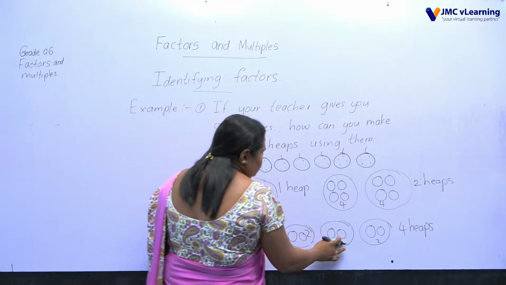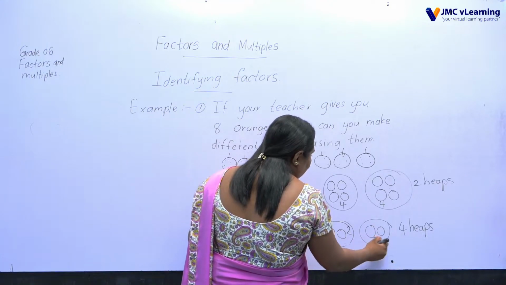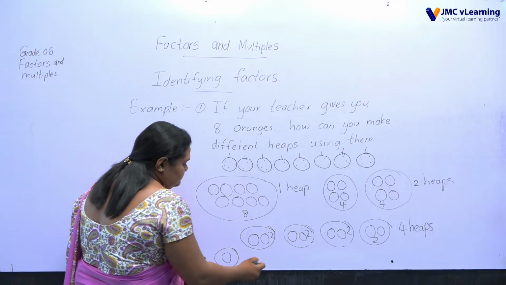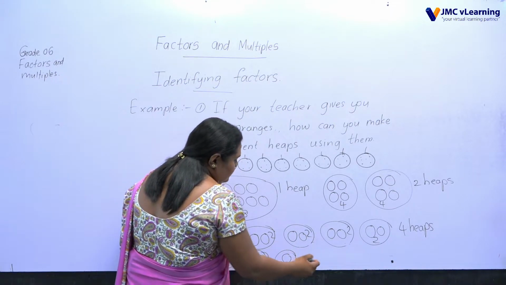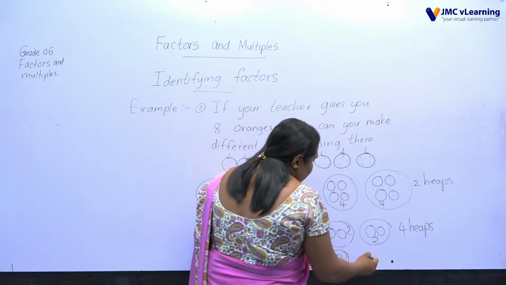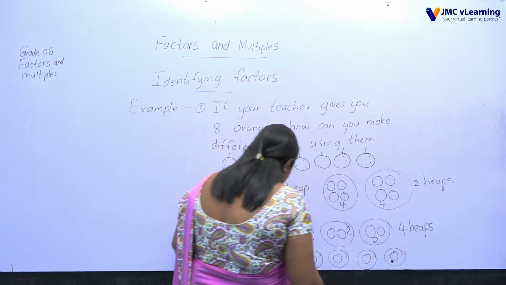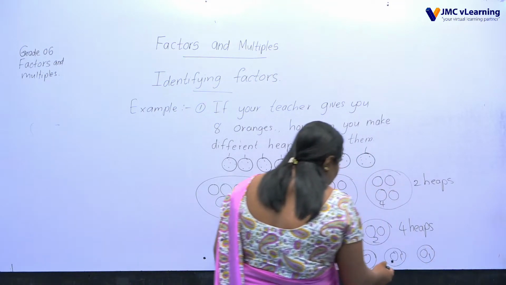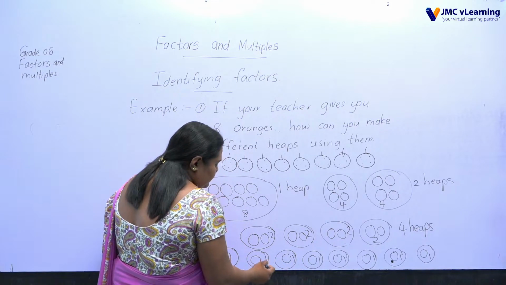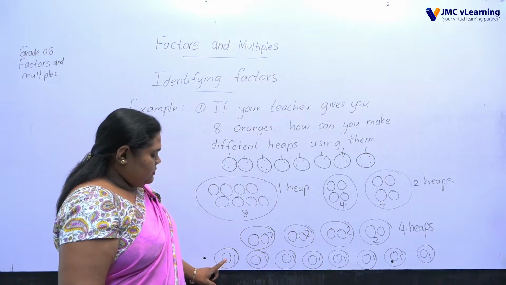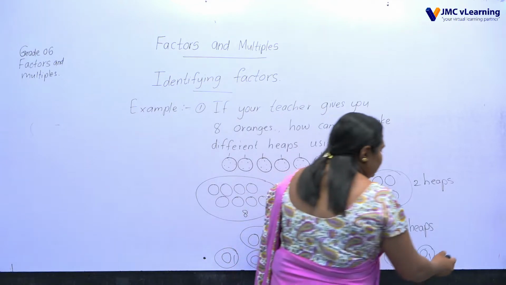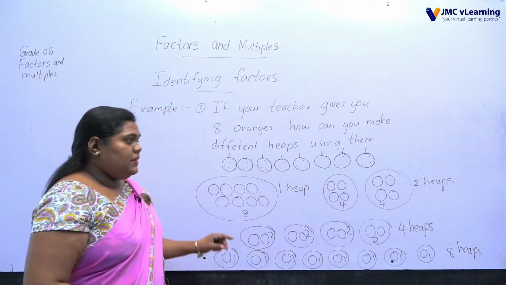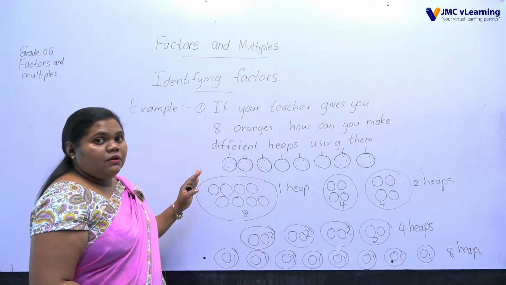Or else we can take 1 by 1. So how many heaps are there? There are 8 heaps. 1, 2, 3, 4, 5, 6, 7, 8. Each heap contains 1 orange. So how many heaps are there? 8 heaps. Now using this we can get an idea about the factors.